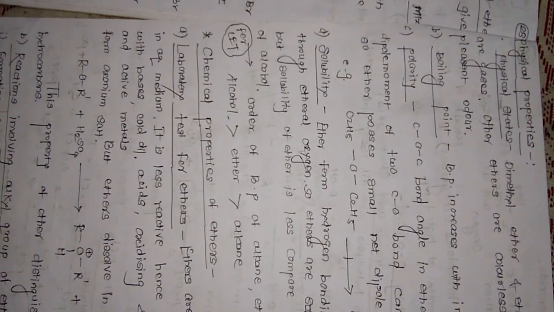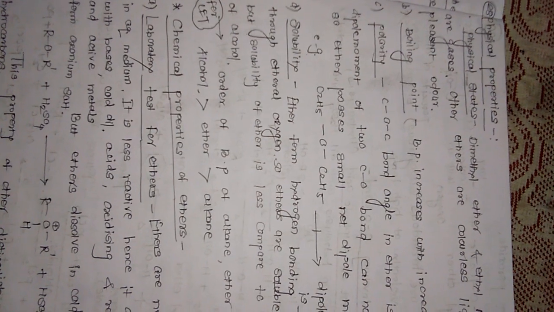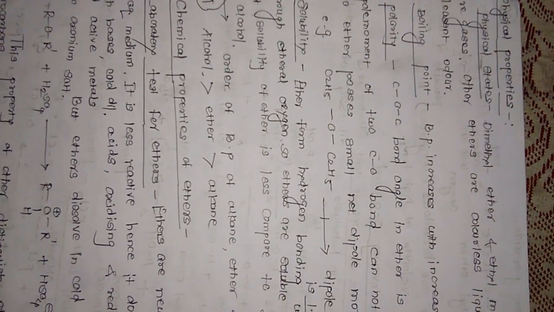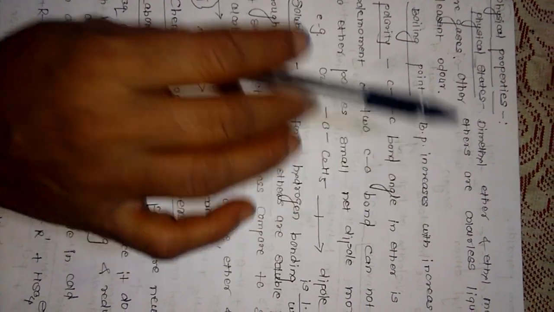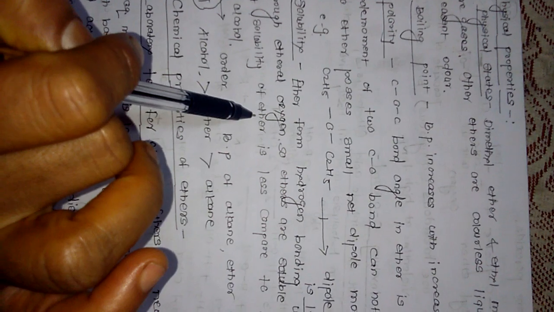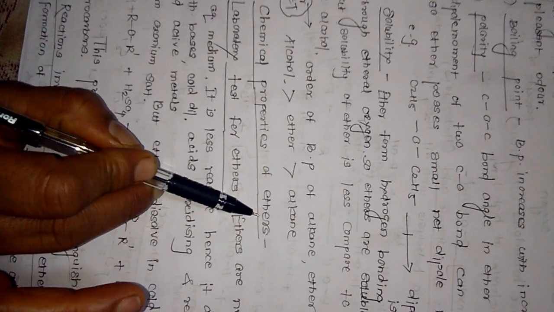Students, in the next period we have seen the preparation of ethers. Now the physical properties are there. Physical properties are very simple. See their physical states, boiling point, polarity, solubility. It is a very easy point, you learn it. The most important part is the chemical properties of ethers.